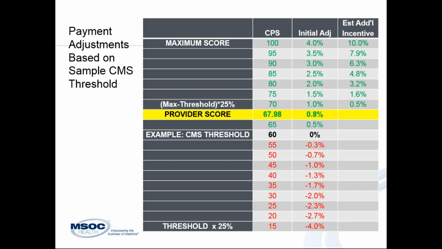Every single point between 15 and 100 will be given a particular adjustment factor. So even though I've got 5-point ranges shown here as an example, it's not every 5 points, it's every single point. Every single point results in either being paid more or less. So if your score is 65, you're going to be paid 0.5% more than the standard allowable rate. If your score is 95, you're going to be paid 3.5% higher, and everything in between. And the same going down until you get to 25% of the threshold. After that, everybody gets a 4% penalty.